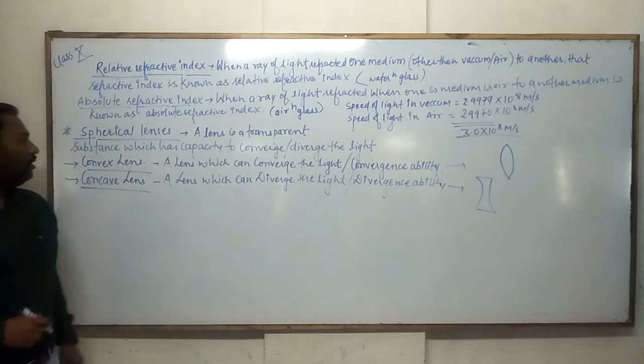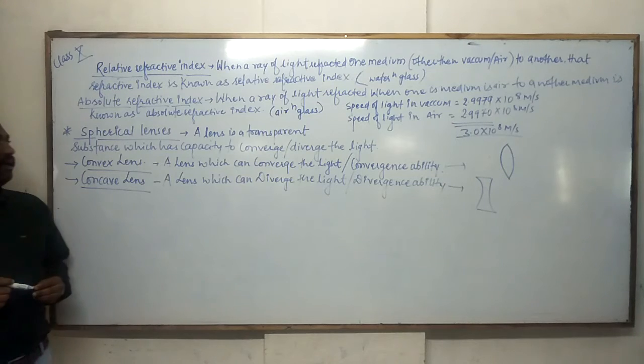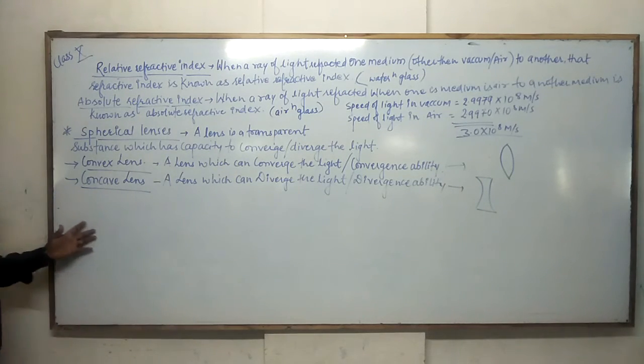Okay, so a convex lens means a lens which can converge the light. So spherical lenses means a lens is a transparent substance which has the capacity to converge or diverge the light.